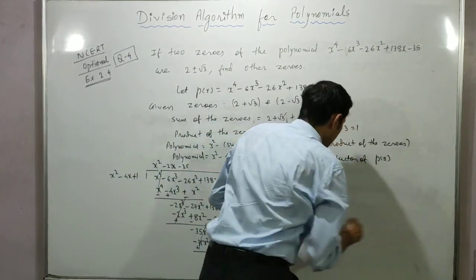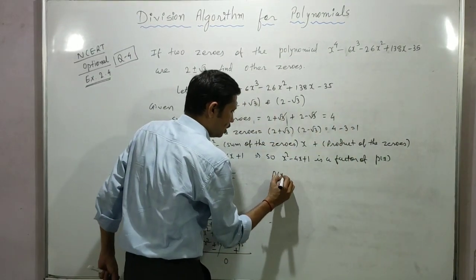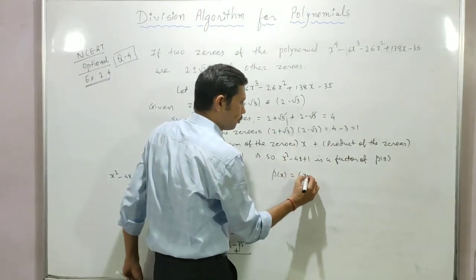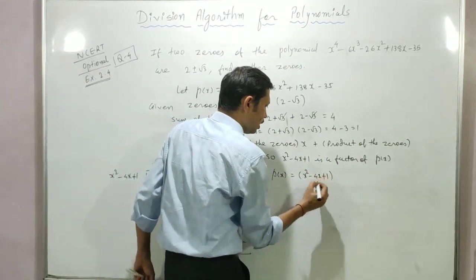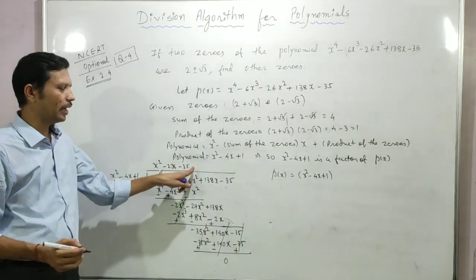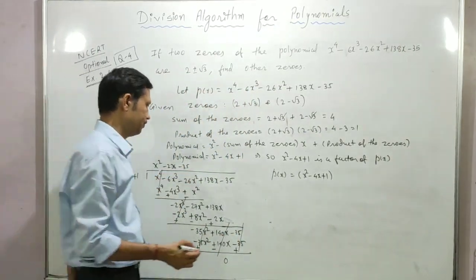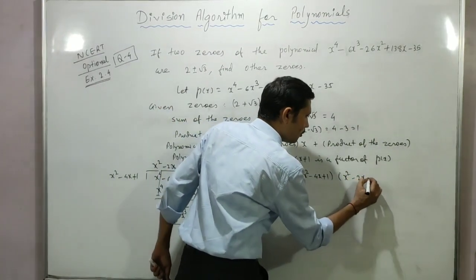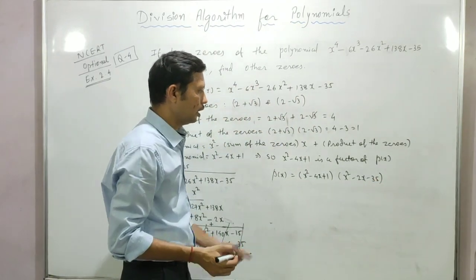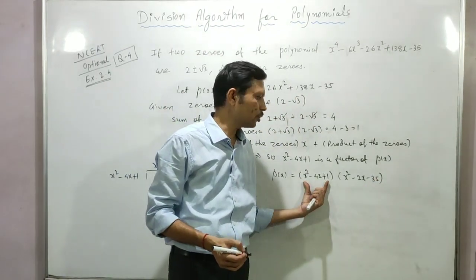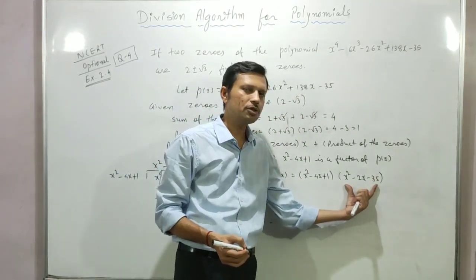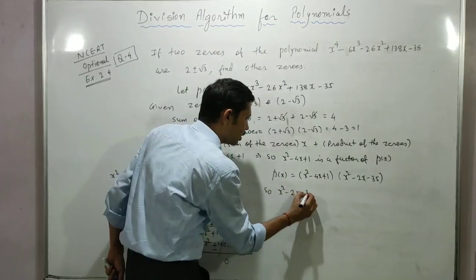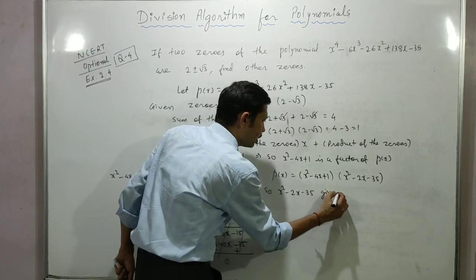That means our polynomial p of x can be written in this form: the one polynomial from the given zeros, the divisor, multiplied by the quotient, plus remainder 0. So x square minus 2x minus 35. And this one was already given to us from our zeros, so this one gives the remaining zeros. So x square minus 2x minus 35 gives the remaining zeros.